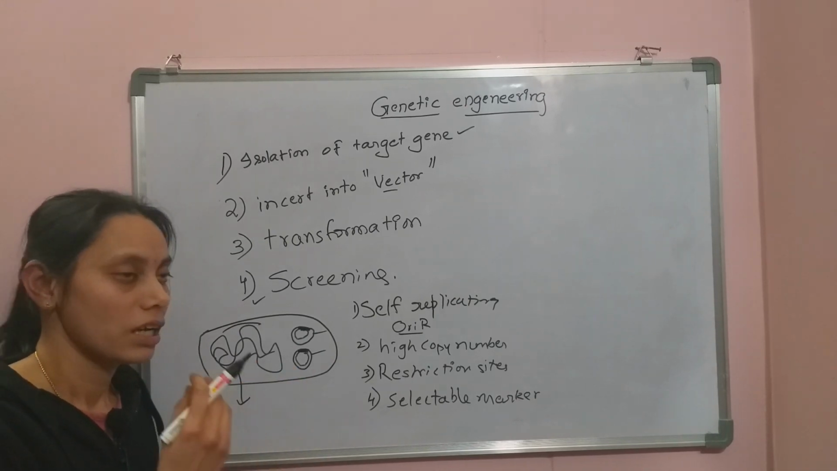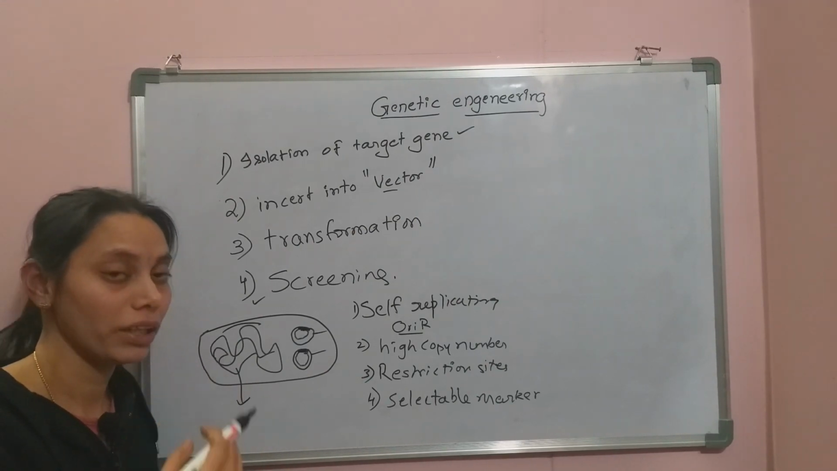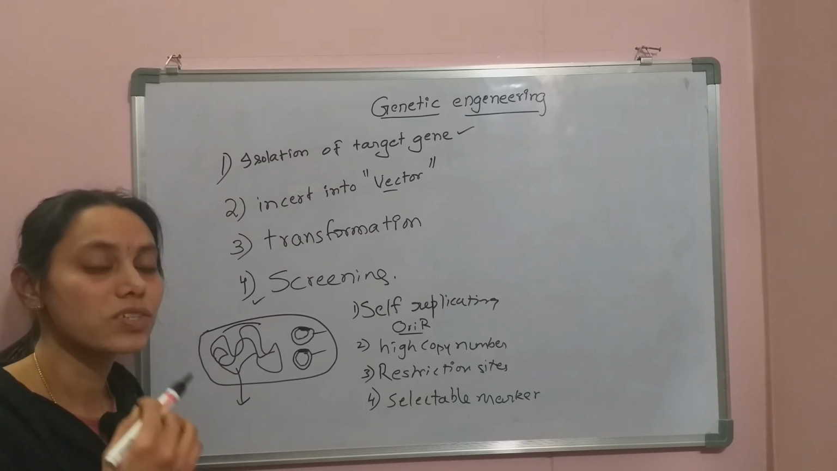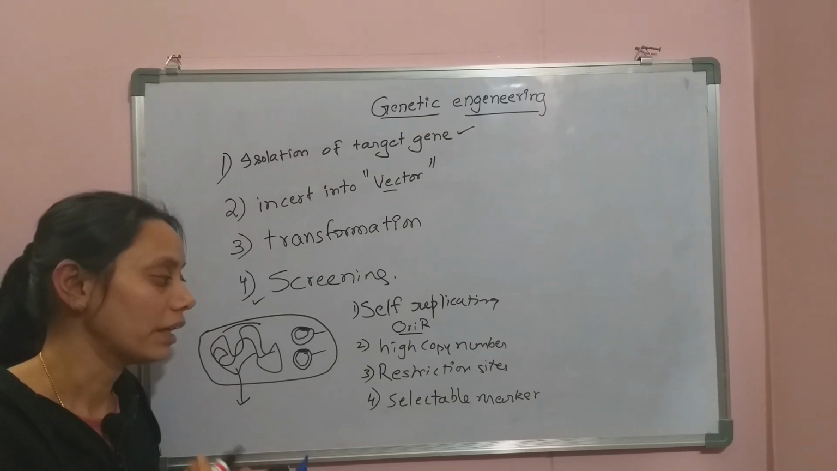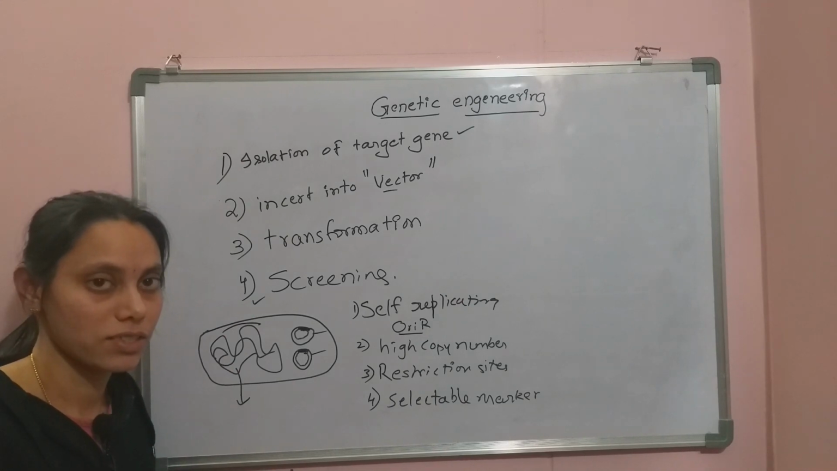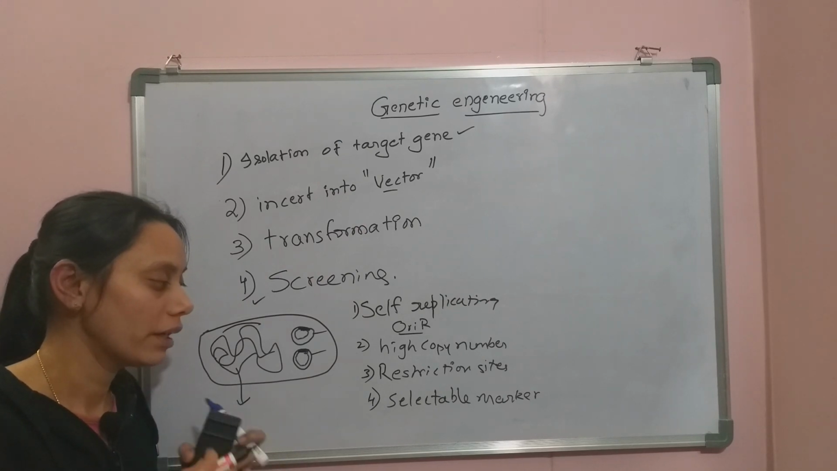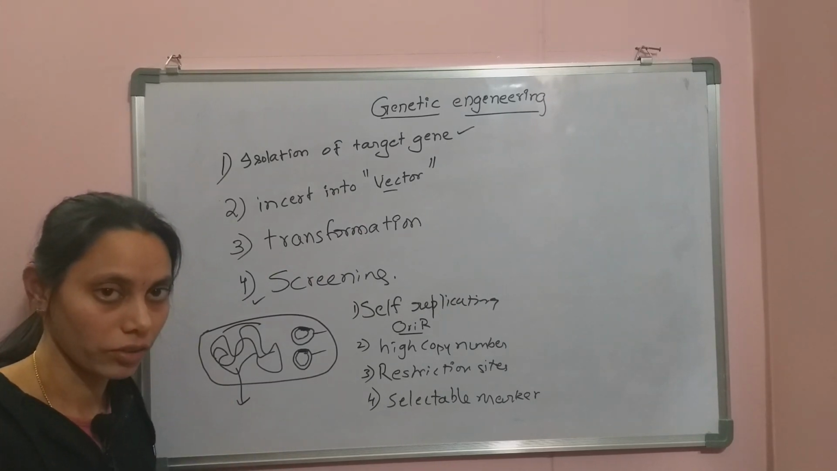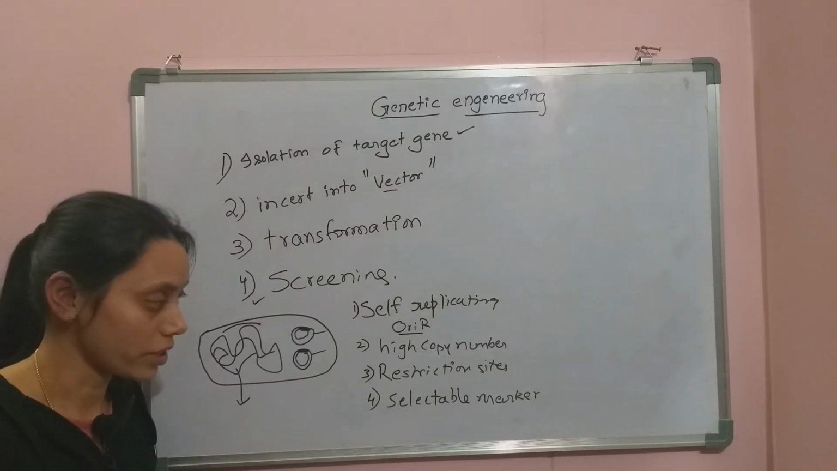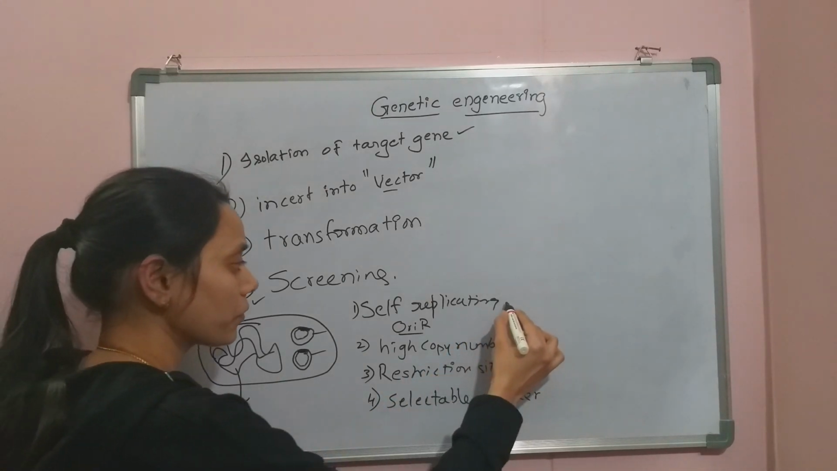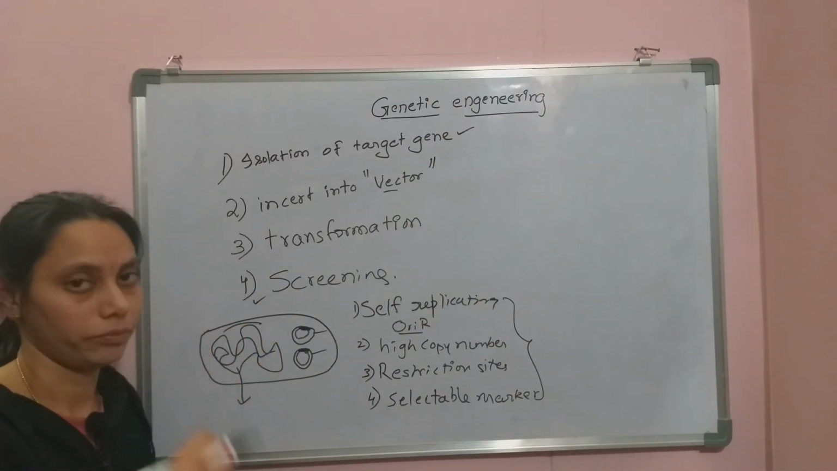So all these characters: if a DNA molecule is small and has the ability of self-replicating, that means it must have an origin of replication, and if it exists in high copy number, and if it has some restriction enzyme sites so that the DNA can be easily inserted into it, and also if it has a selectable marker so that in later steps we can easily select the transformed cells from the non-transformed cells, then this particular DNA molecule is considered as a vector.